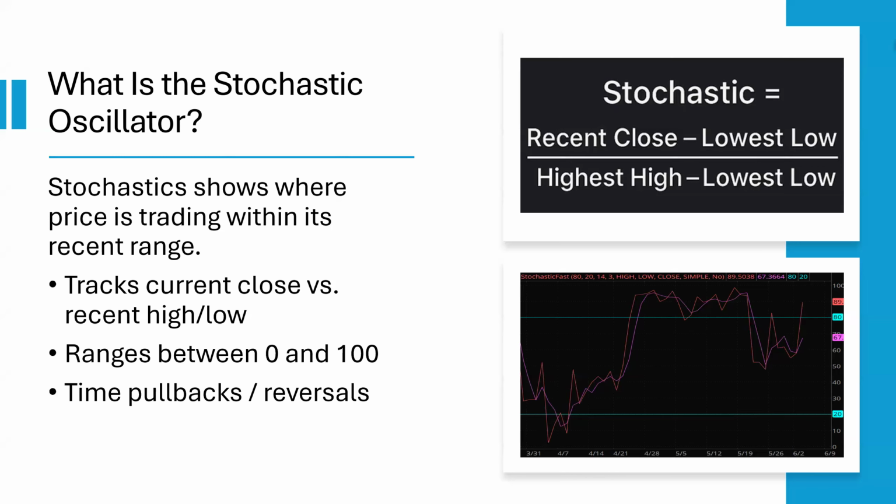When you're looking at stochastics, it's really about understanding where the price fits within its overall range. Are you overextended to the upside coming into a pivot point, or overextended to the downside coming into a pivot point? And so when you're looking at the formula, what it does is it's calculating the recent close relative to the lowest low and the highest high to the lowest low. It's calculating where you're at within the overall price range.